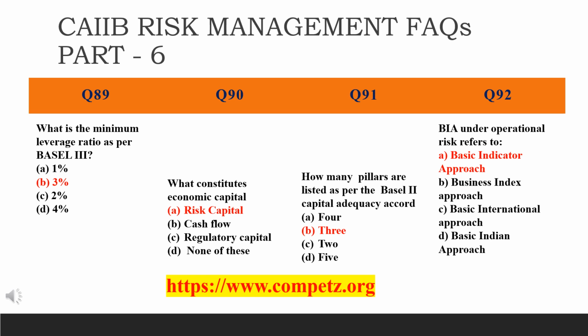What is the minimum leverage ratio as per Basel III? There are 4 options given: 1%, 3%, 2% and 4%. So what is the minimum leverage ratio? It is 3%. Why? Because Basel III has prescribed 3% as the minimum leverage ratio. However, RBI has prescribed the minimum leverage ratio as 4.5%. But here, as per Basel III, it is 3%. Then moving to the next question.